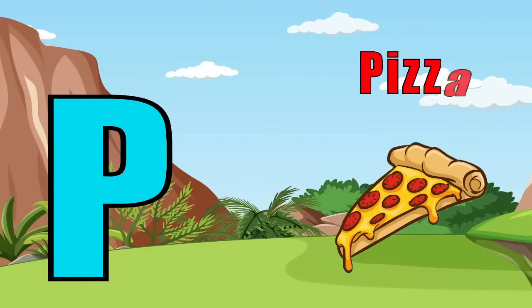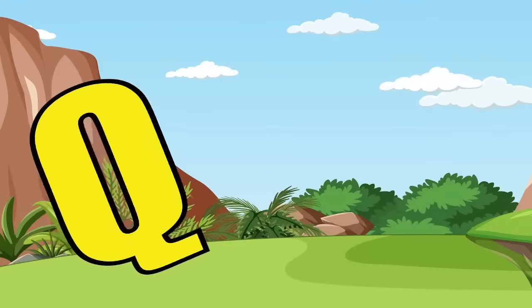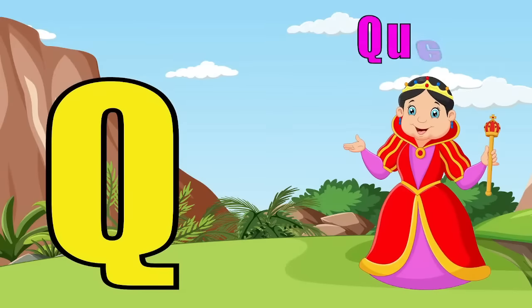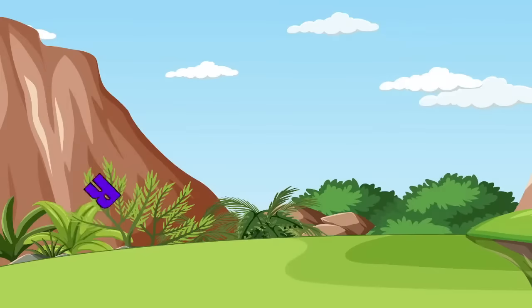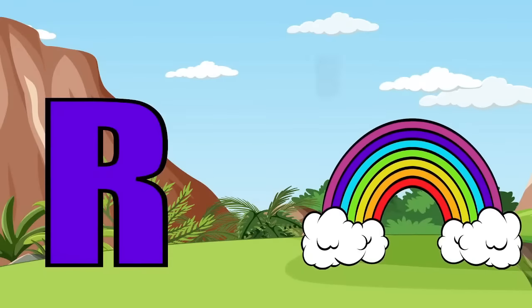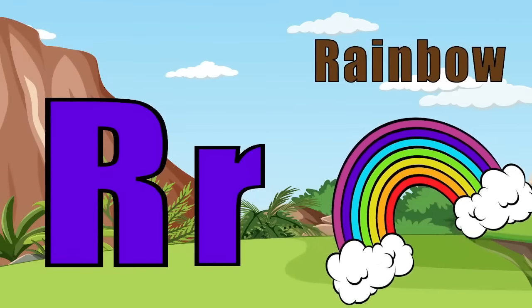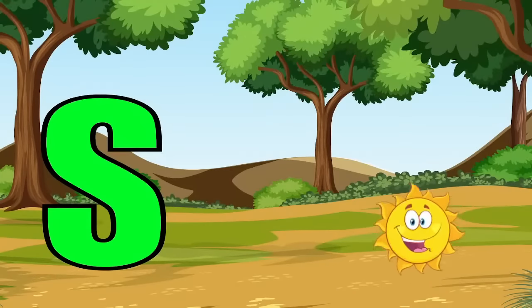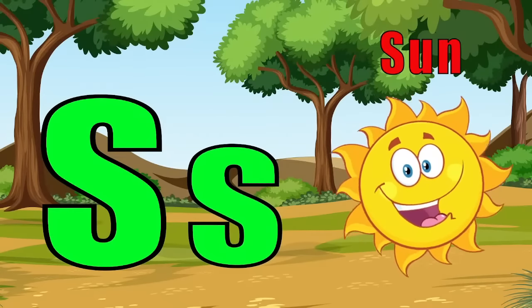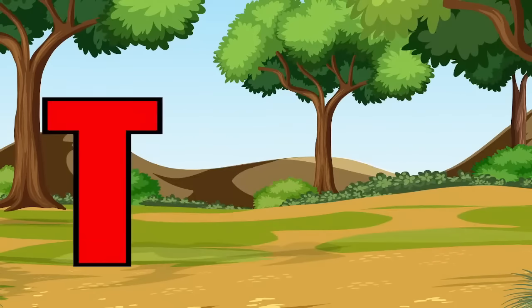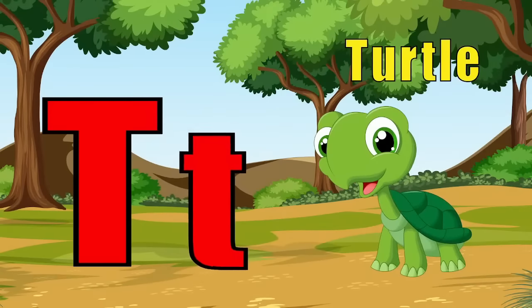P for pizza. Pizza. Q for queen. Queen. R for rainbow. Rainbow. S for sun. Sun. T for turtle. Turtle.